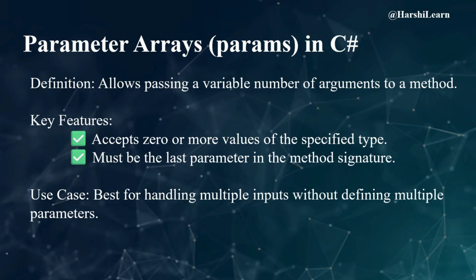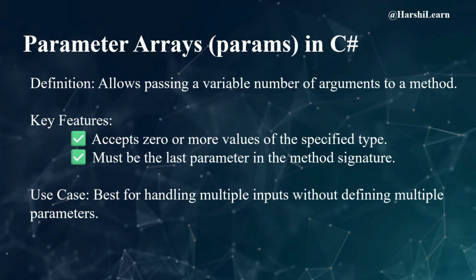Okay, and one important rule is the params parameter must always be the last one in the method. So this helps C# to know where the flexible list of values begins. You can think of it like packing a lunchbox. Some days you just take a sandwich. Other days you might add fruits, snacks, and a juice box. So instead of carrying separate lunch boxes for each item, you put everything in one. That's exactly how params works. So it lets us handle multiple inputs easily in a single method.